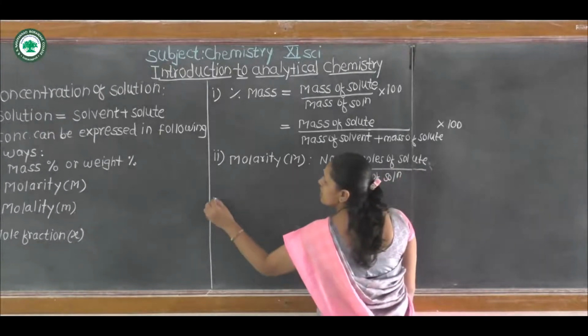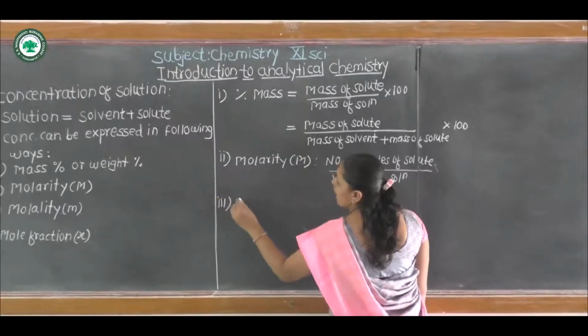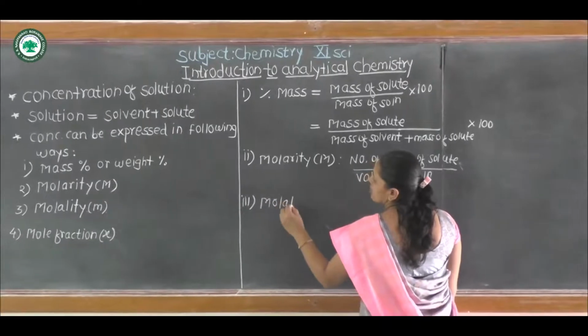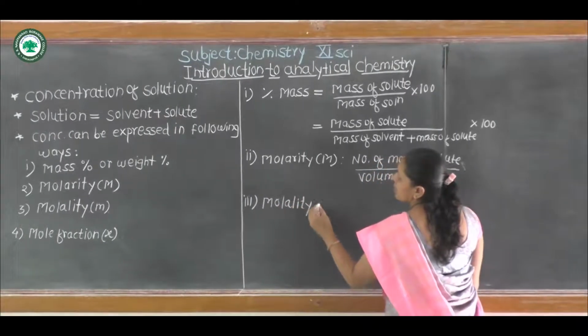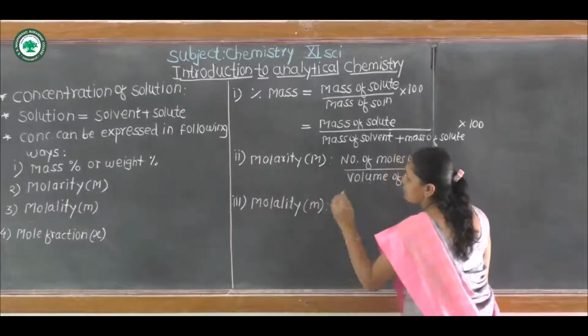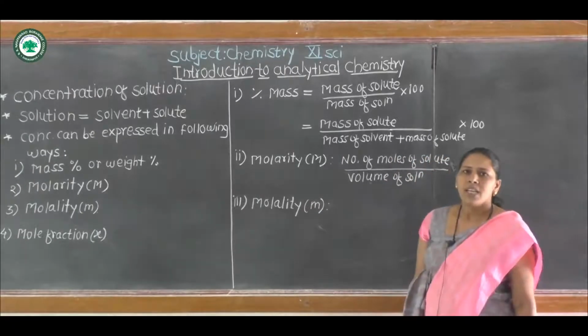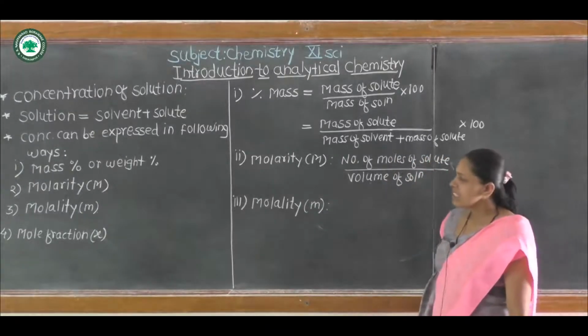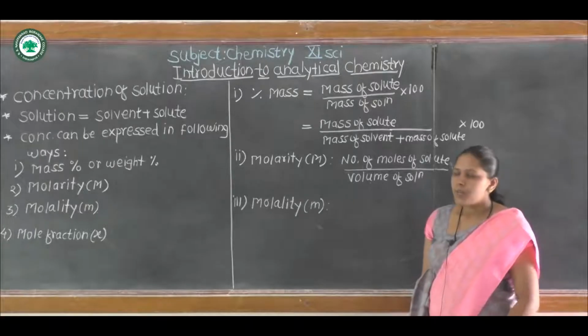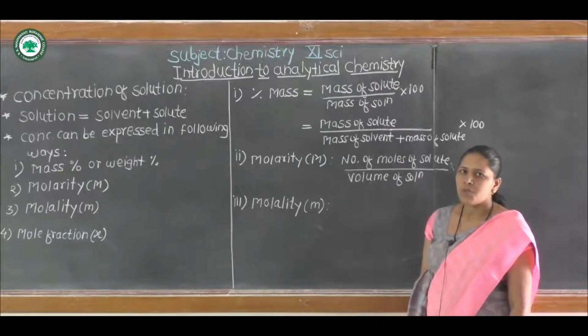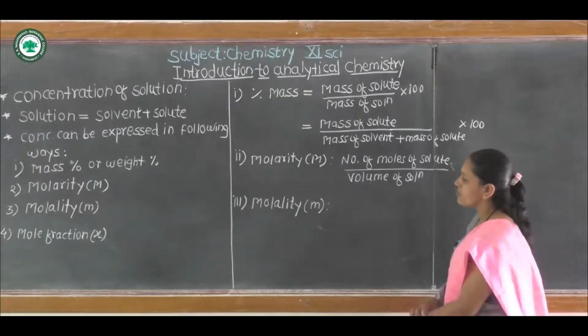Then third one is molality. It is denoted by small m. What is meant by molality? It is the number of moles of solute present in 1 kilogram of solvent.